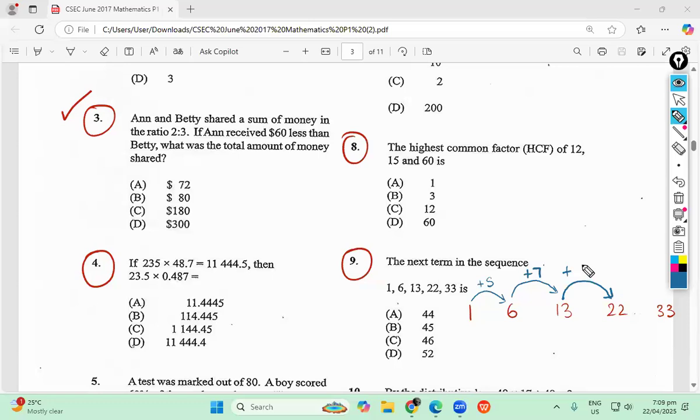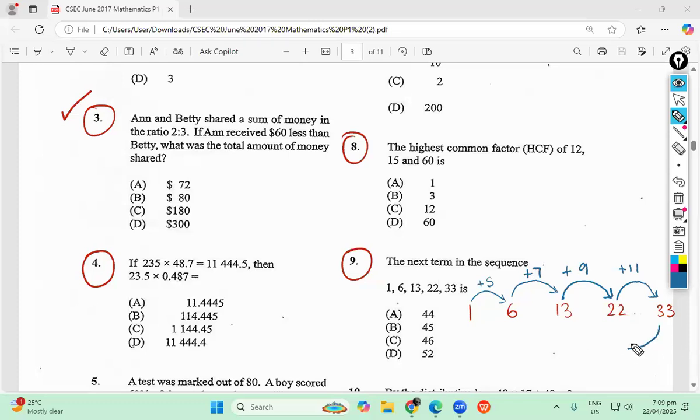If you have 13 and you want to reach 22, how much do you have to add? Double check it. 13 plus this one. We're going to add 9. So to go from 22 to 33, we add how much? 11. You all notice that the number that you add is always going up by 2. Look at 5, 7, 9, 11. Each of those values is bigger than the previous by 2.